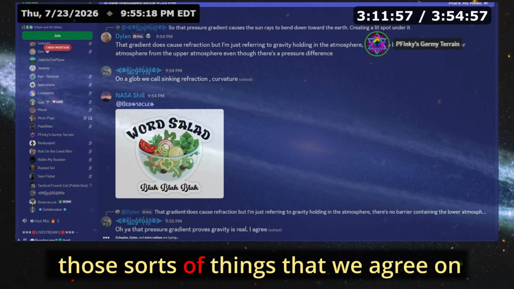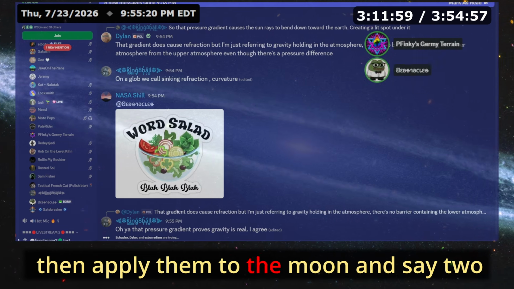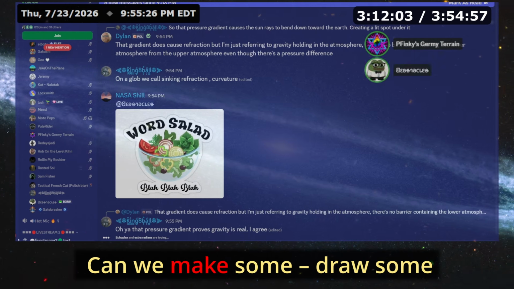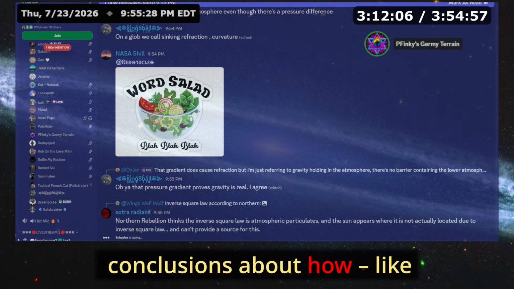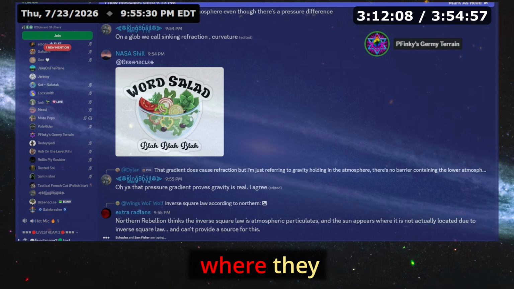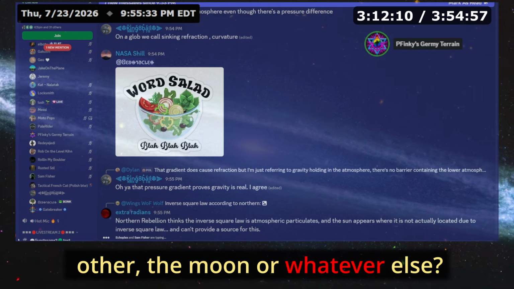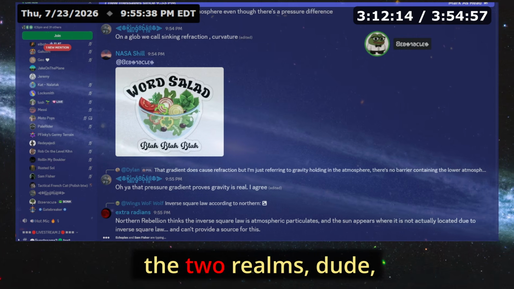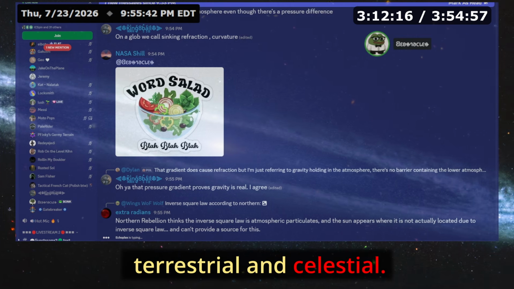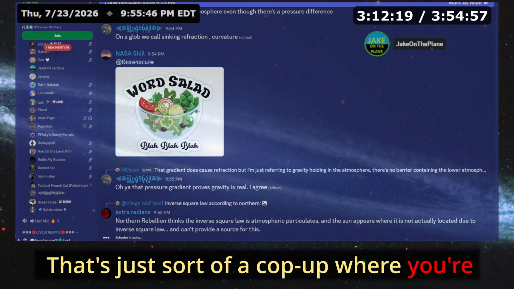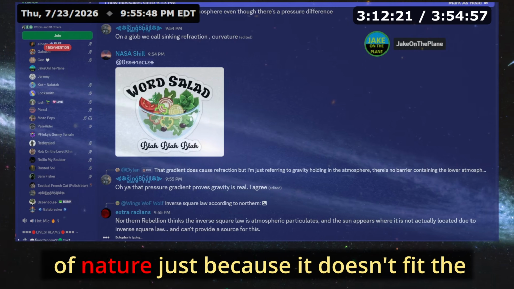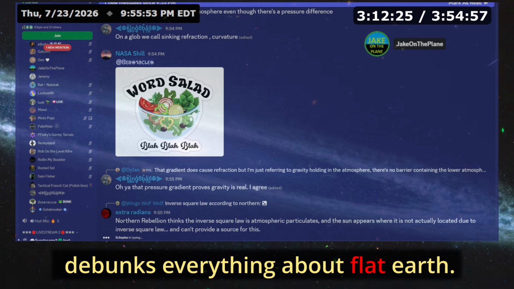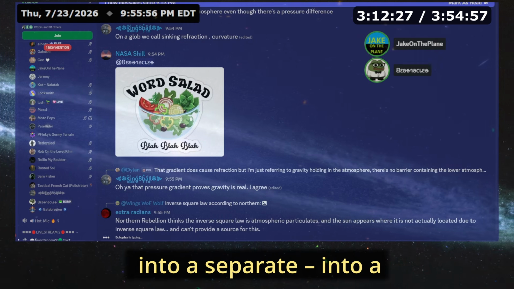Yeah, so can we take those sorts of things that we agree on, then apply them to the moon and say, two people look up at the moon, see different things. Can we draw some conclusions about where they are in relation to each other, the moon, or whatever else? The thing is, we're just separating the two realms, dude. Terrestrial and celestial. That's just sort of a cop-out where you're basically willing to break the uniformity of nature just because it doesn't fit the flat Earth paradigm, because the sky debunks everything about flat Earth. You need to break it into a separate thing.